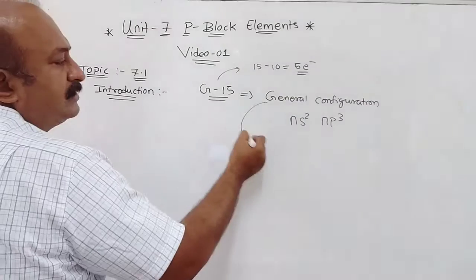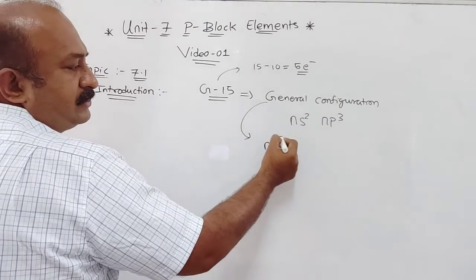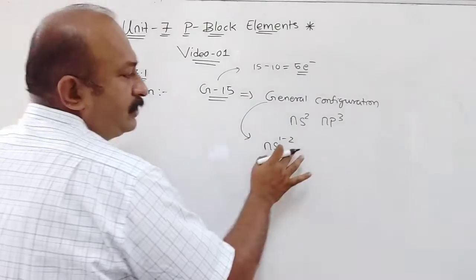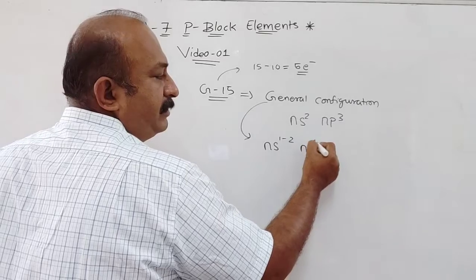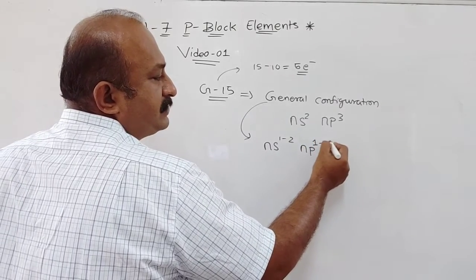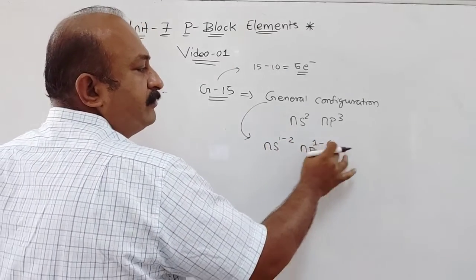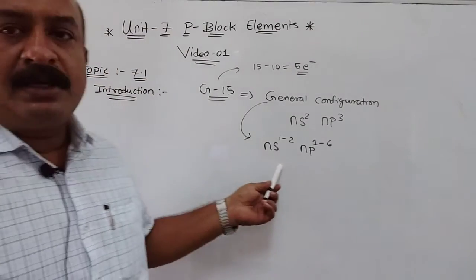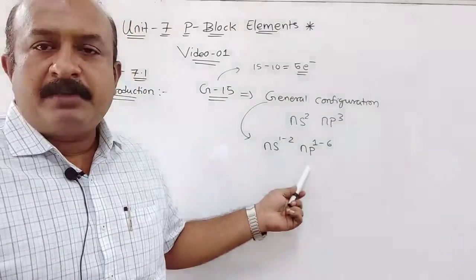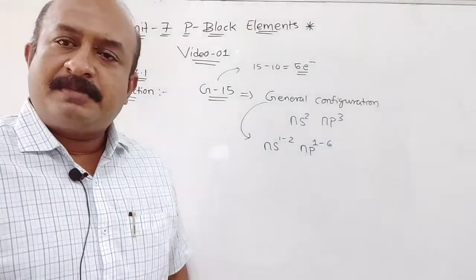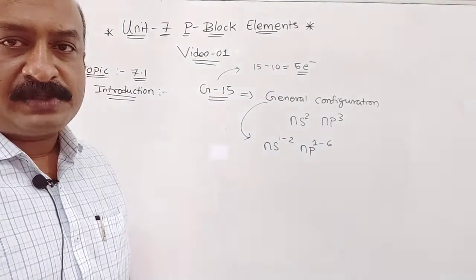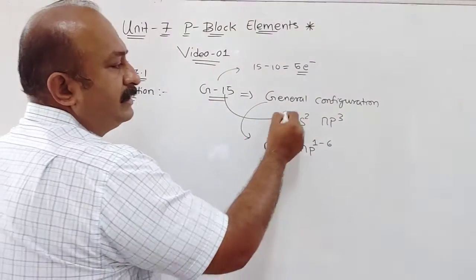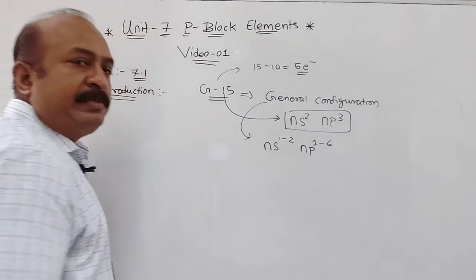Now the general configuration is ns, that is minimum 1 and maximum 2 electrons. Understood? And for the p orbital, minimum 1 and maximum 6 electrons, that is ns 1 to 2 and np 1 to 6. Don't read it as 1 minus 2 or 1 minus 6. Understood? So a maximum of 2 electrons can be accommodated in the s orbital, and in the p orbitals a maximum of 6 electrons, minimum 1. This is the general configuration, and for group 15 elements it is ns2 and np3.